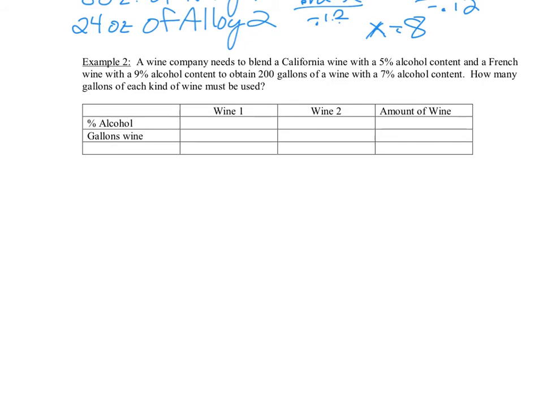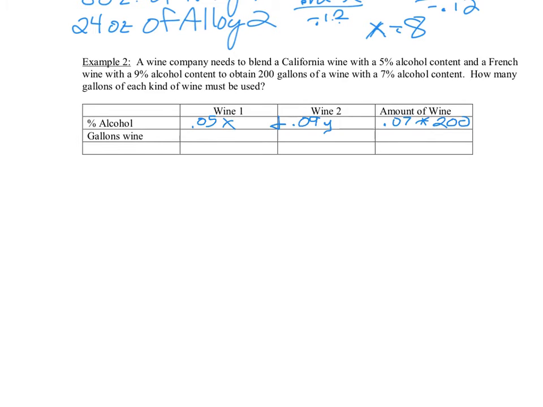All right, we have one more mixture problem. Okay, for example number 2, a wine company needs to blend, again, it's a mixture problem. They need to blend a California wine with 5% alcohol. So that's our wine 1. So 5% alcohol, 0.05x, and a French wine with 9%, 0.09y, to obtain 200 gallons of a wine at 7%. So that's 0.07 times the 200 gallons.